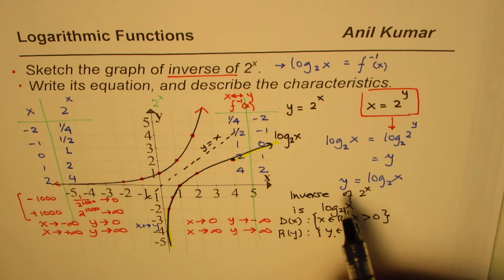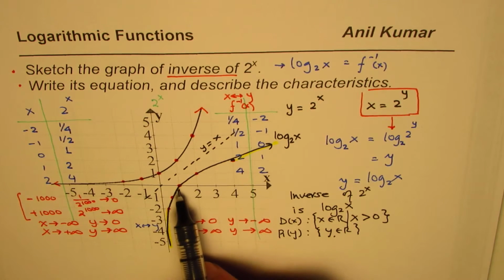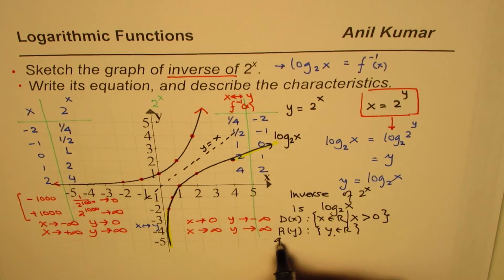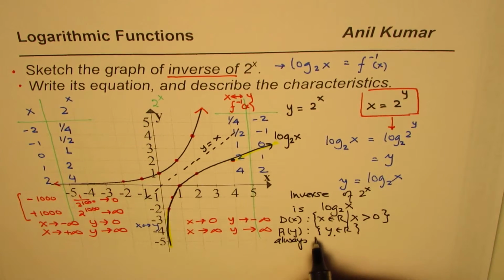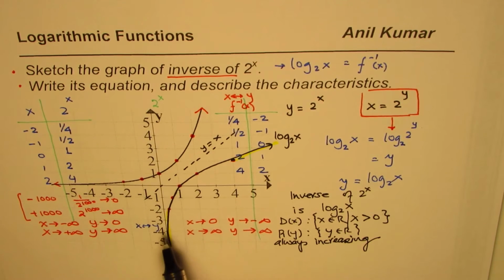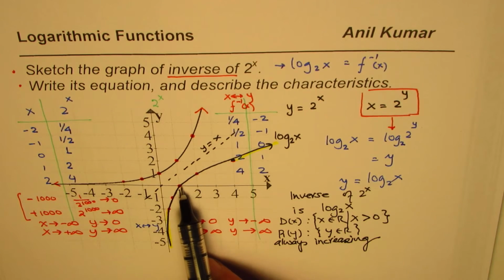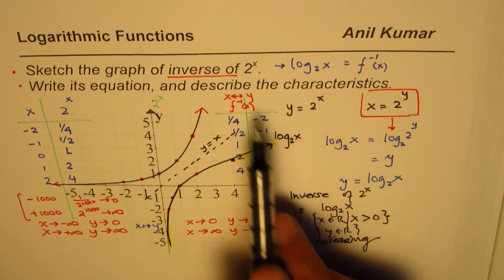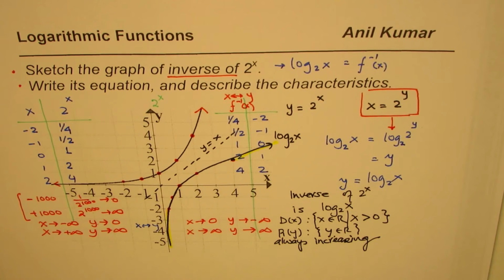And then you can always see that the logarithmic function will have an x-intercept at x equals 1. It is always increasing, and there are so many other characteristics which you can write down. It is always increasing, and it will never have any y-intercept, and the x-intercept is always at 1, correct? So these are different characteristics which you could list while describing this logarithmic function.